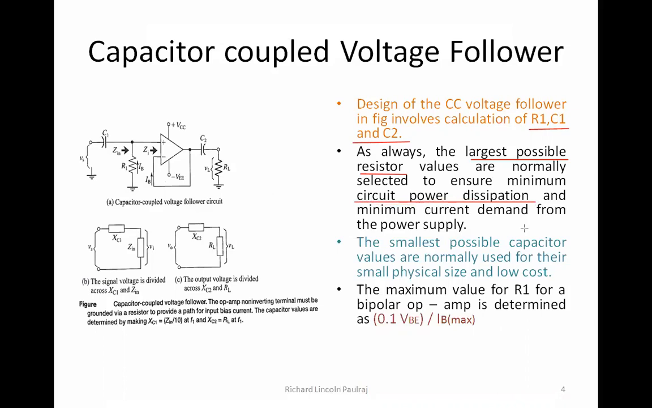Can someone tell me what is this power dissipation? Exiting of the power, like going out. Okay, that is also fine.